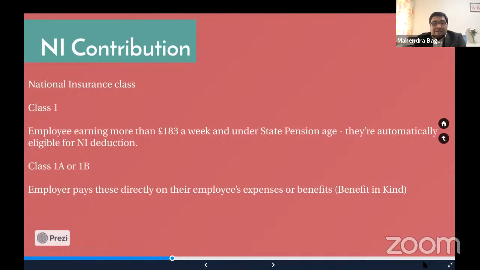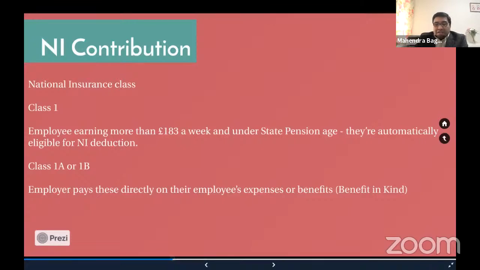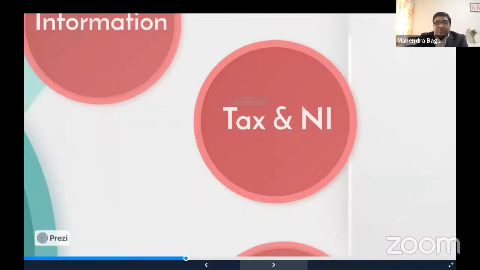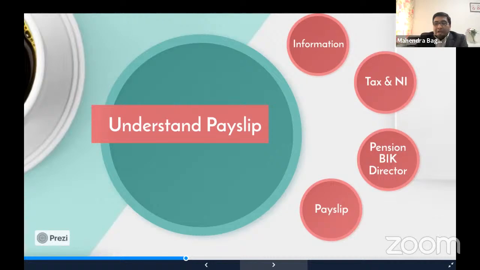Class 1A or Class 1B are mainly based on benefits. So any other benefits you get outside your payslips from your employer, this becomes applicable for the employer. Employees don't pay any NIC on benefit in kind. Again, we'll cover that when we come to the benefit in kind situation.